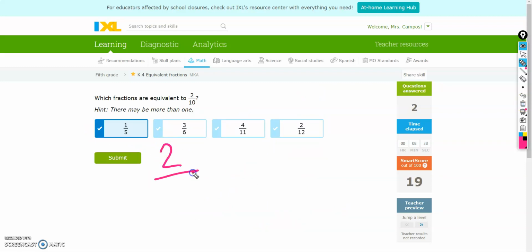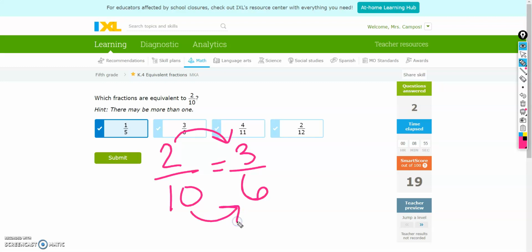All right, now we have 2/10 equals 3/6. Okay, 2 times nothing gives me 3. And then 10 times nothing is 6, or divided by nothing is going to be 6. No whole numbers. So that one's not going to work.